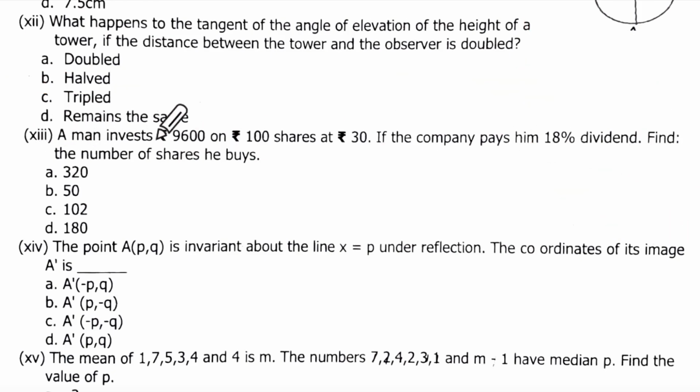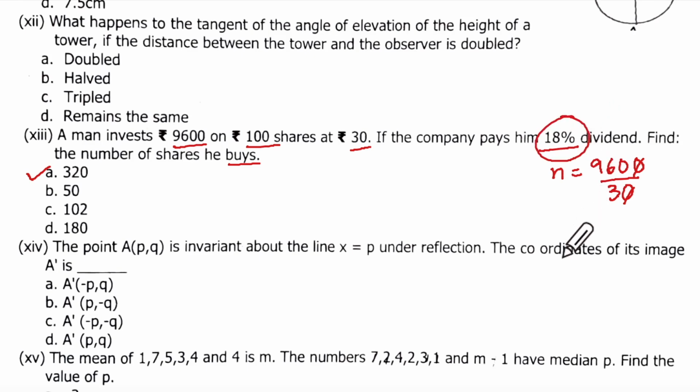Now the 13th one. Invest 9,600 rupees in 100 shares at 30. Company pays 18% dividend. Find the number of shares he buys. The number of shares will be equal to the investment, that is 9600, upon 30. So it is 320, right? Don't find anything with the dividend because 18% is given.